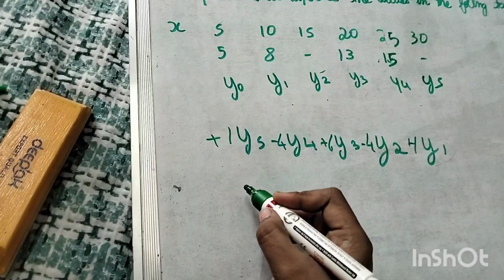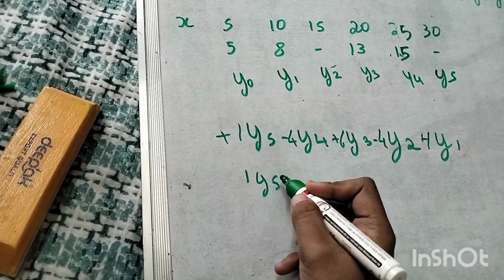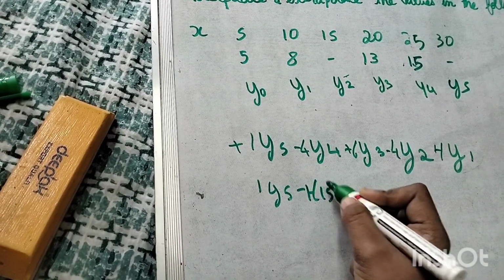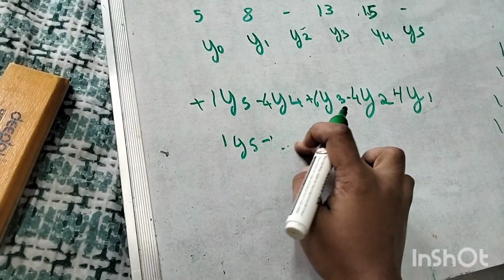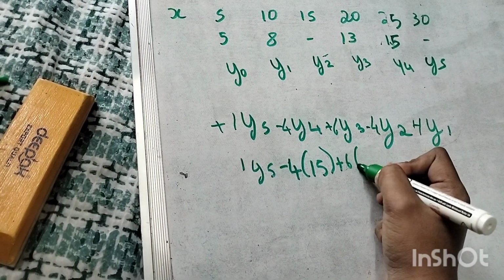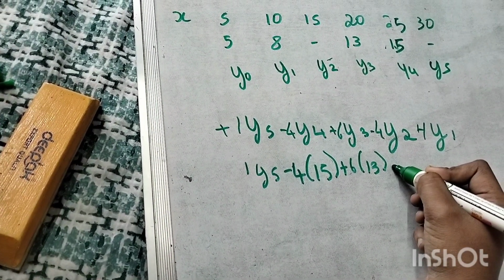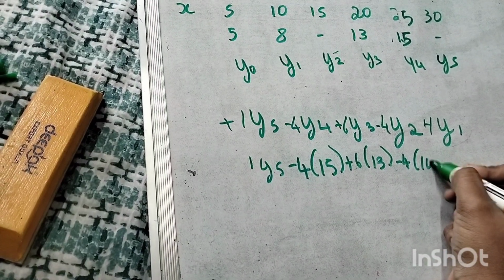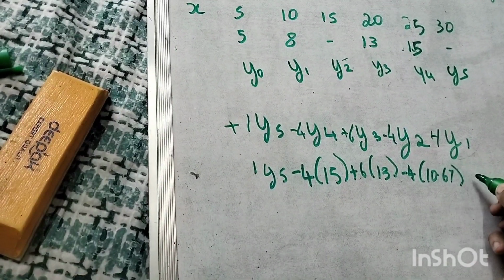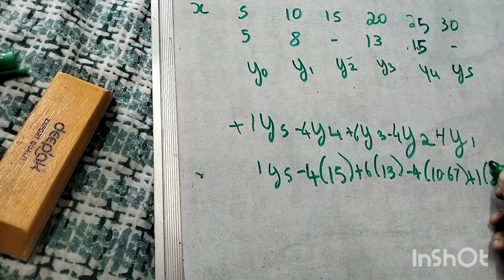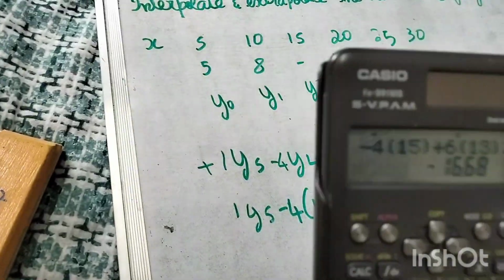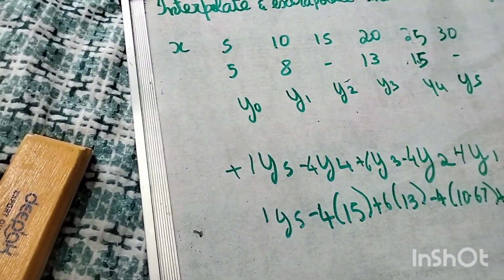Next is 1 y5 because you do not know the value of y5, minus 4 into 15, plus 6 into 13, minus 4 into 10.67, plus 1 into 8. Now you do this on the calculator. So after you do this on the calculator, you get minus 16.68.